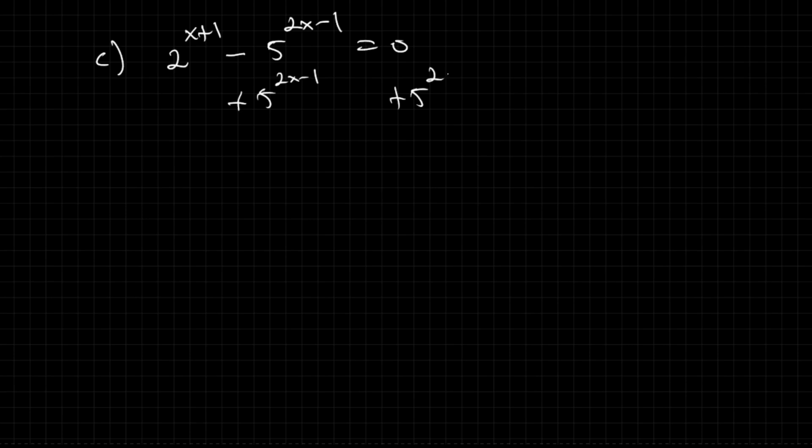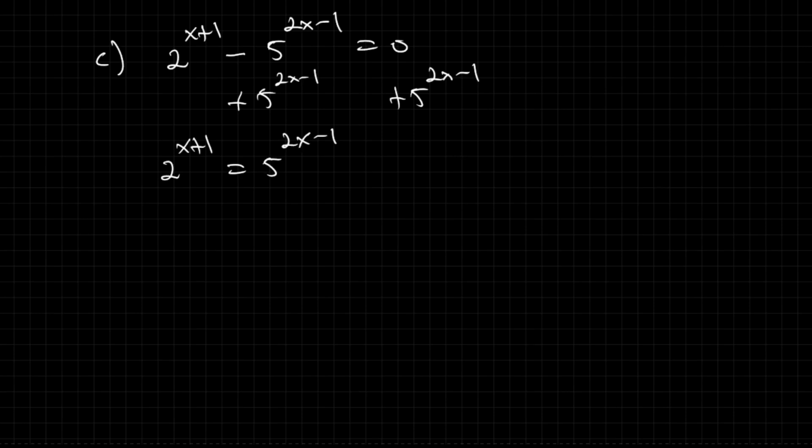Let's do that last problem, part C. So we have 2^(x+1) minus 5^(2x-1) equals 0. And we'll solve this using the same methodology. We'll have to get our equation in a slightly different form. That is, we'll have to rewrite it by adding 5^(2x-1) to both sides, and we'll get 2^(x+1) equals 5^(2x-1).